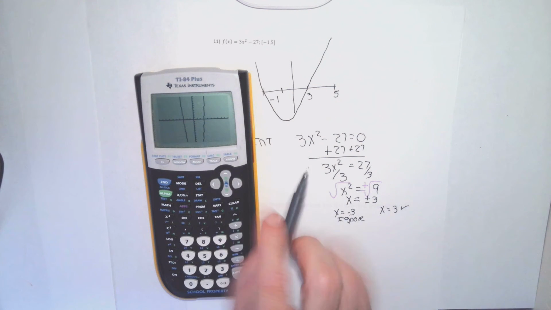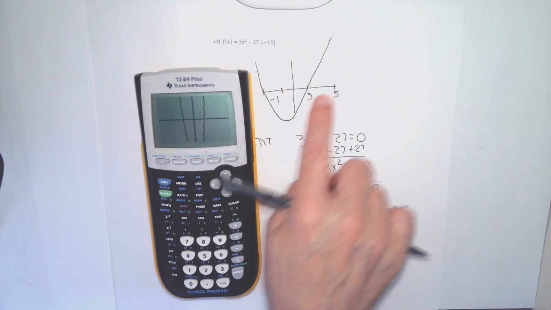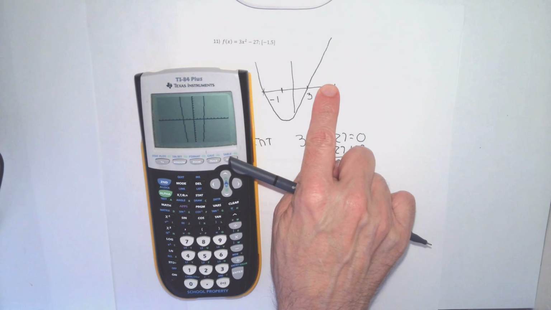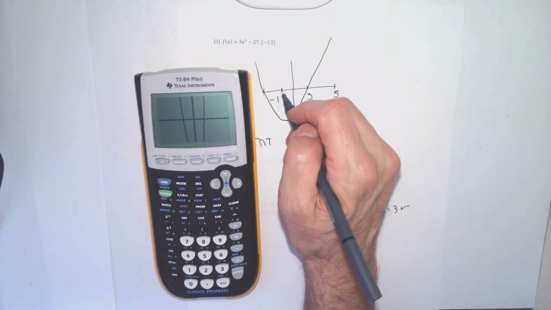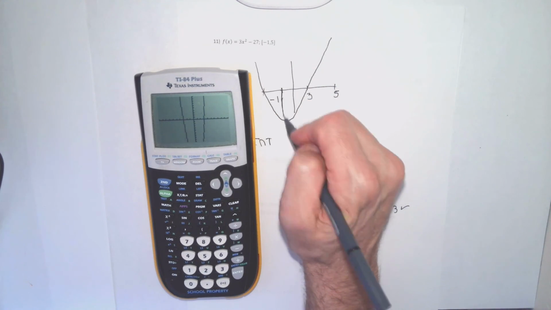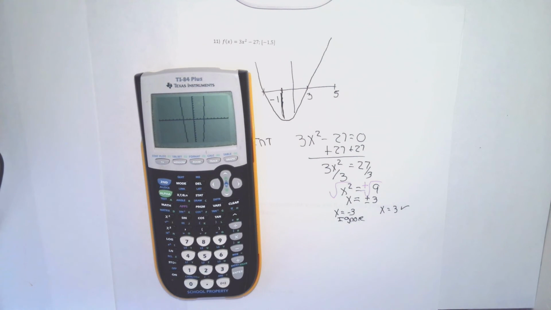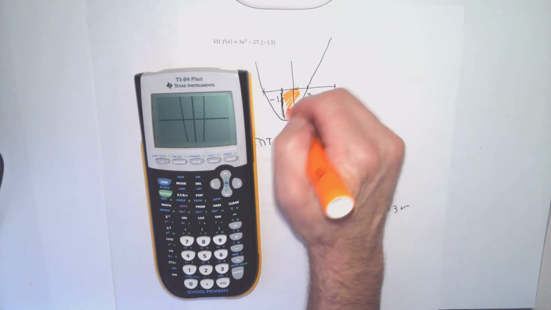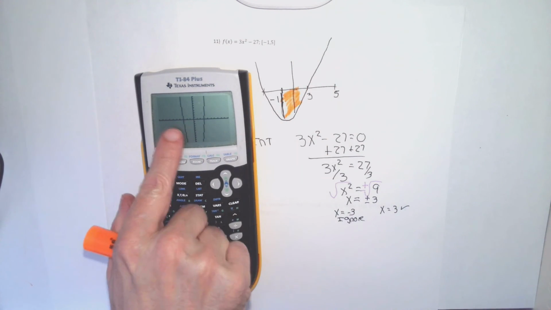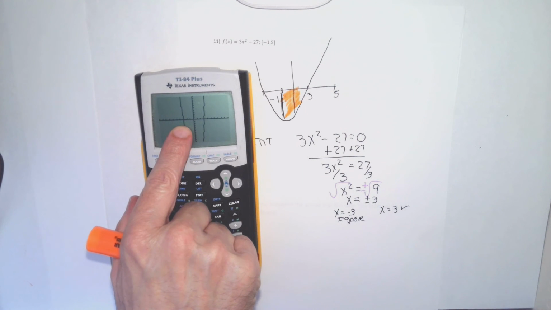The important part is that after 3 on the x-axis, the graph is above the x-axis, and before 3 on the x-axis, between -1 and 3, which is kind of this region right here, the graph is beneath the x-axis. So I'm going to do this region, the region between -1 and 3. -1 is to the right of the x-intercept.